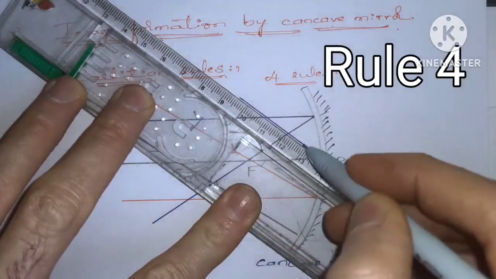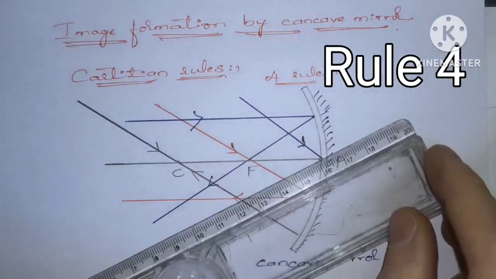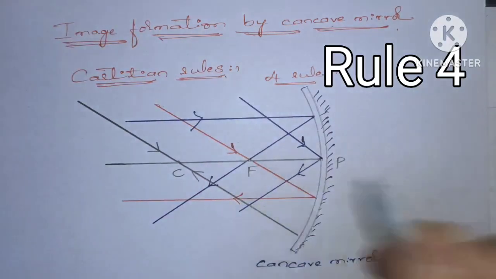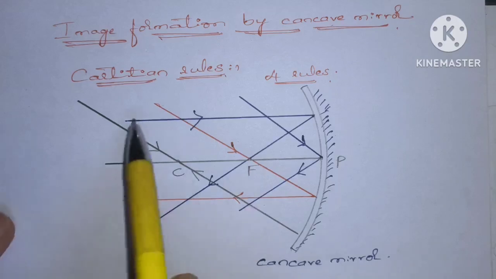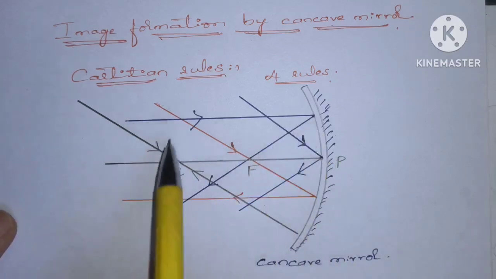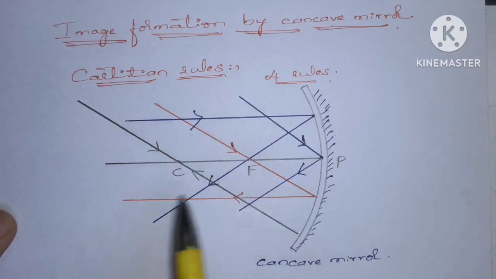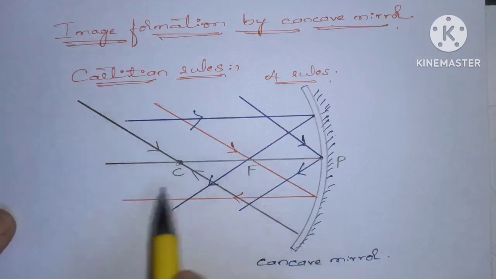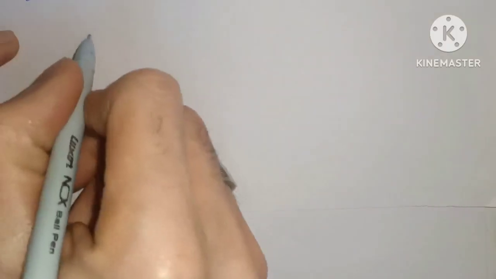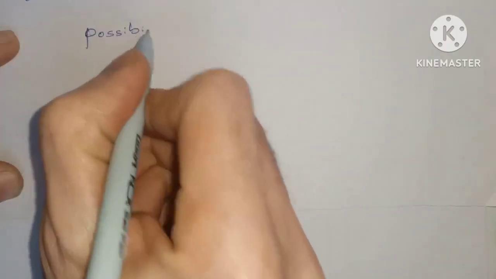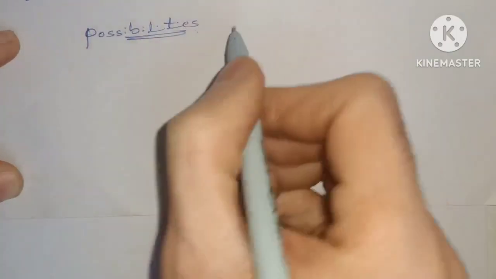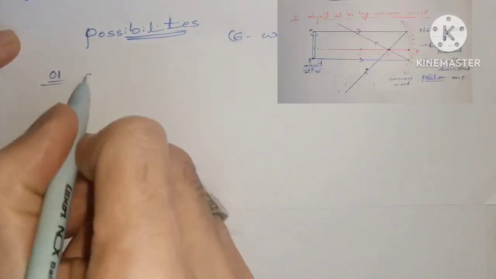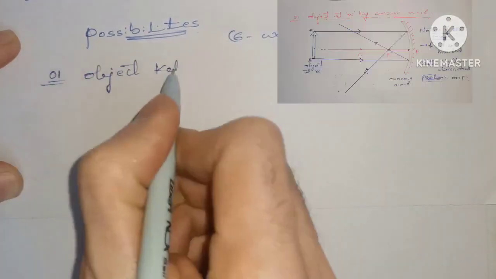Now the fourth rule: the ray which is incident on the pole of the mirror will reflect to the other side, maintaining the same angle. Now once again, the first one is the ray which is parallel to the principal axis will reflect through F. Now let's see the possibilities. If you have not understood the Cartesian rules, just rewind the video and go through it one more time.